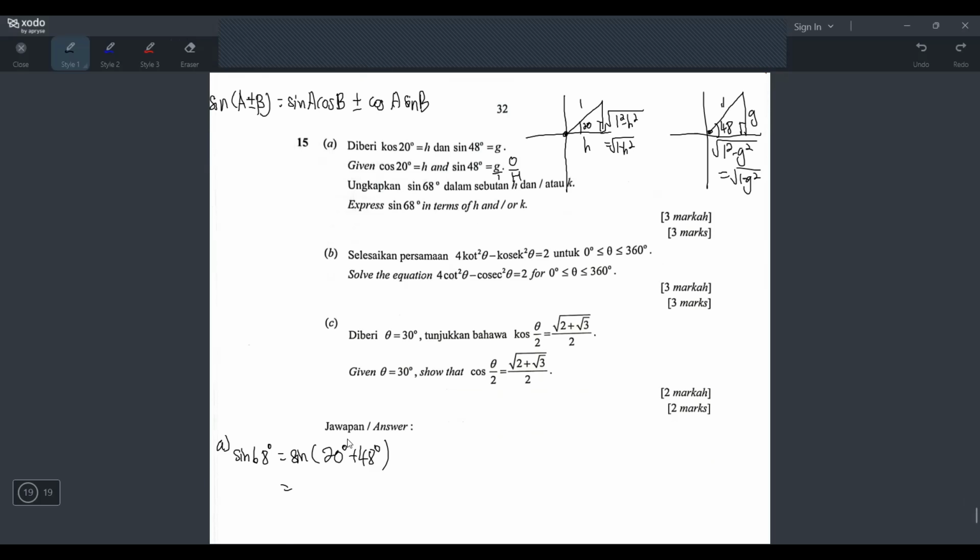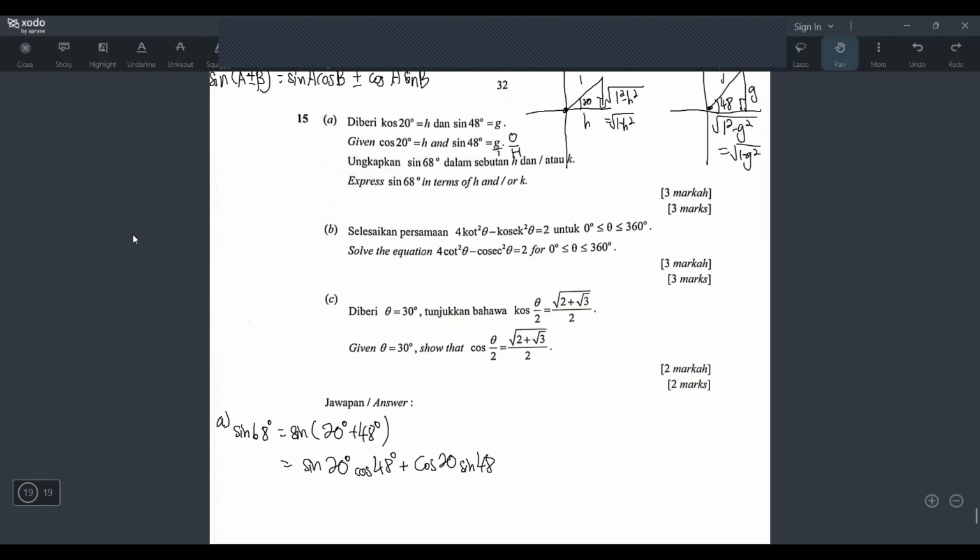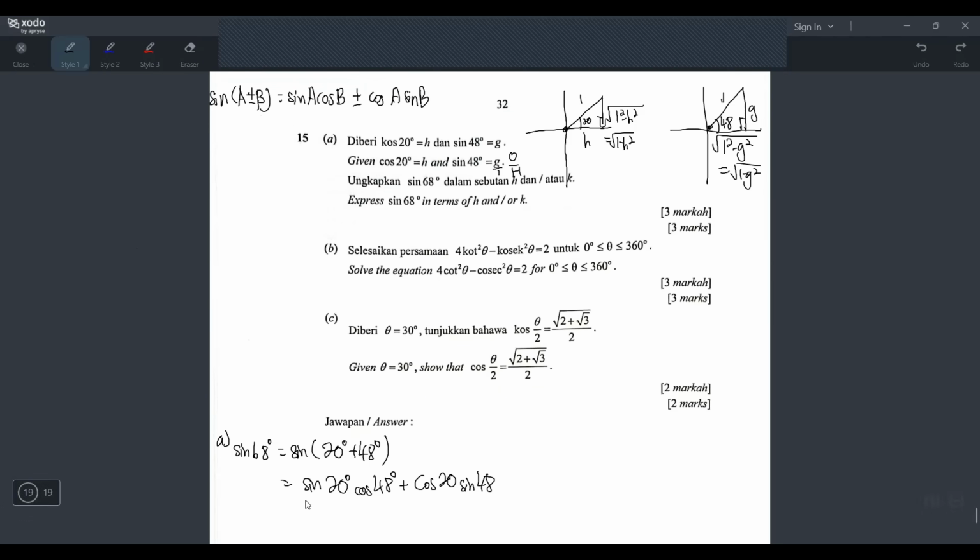So what is your A now? 20. What is your B now? 48. Oh, and by the way, this formula is given in the exam. So A is 20, B is 48. Now it will be sine A cos B, so sine 20 cos 48. And then plus minus here means you will follow the sign here. If here is plus, here is plus. If here is minus, here is minus. And then cos A sine B, so cos 20 sine 48. Now you will just open brackets: bracket, bracket, plus bracket, bracket.